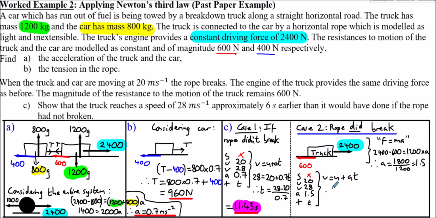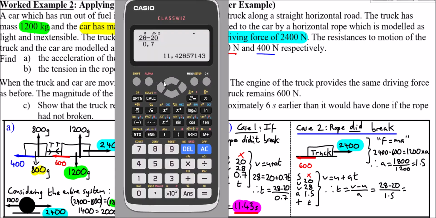So therefore, the time taken is v minus u over a. V is 28, u is 20, so 28 minus 20 over our new a of 1.5. Let's see what this gives us. So same sort of calculation, but instead of a being 0.7, a is now 1.5. So divide all by 1.5, and we get roughly 5.33 seconds.